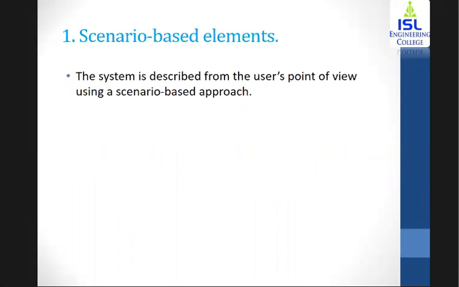Now the first element of the analysis model is the scenario based elements. By the name itself, scenario means that you're going to narrate a story. Within the scenario based elements, you've already seen the use case diagram. The use case diagram is a scenario based element. Here the system is described from the user's point of view, that is, how the user thinks, what the different functions are, and what the different actors are that perform within the system. That is called scenario based modeling.